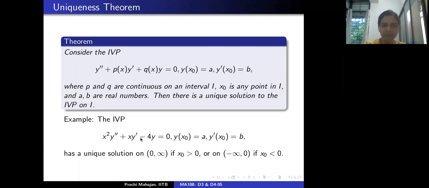One has to be careful here because the hypothesis requires P and Q to be continuous on this interval I. So in this case, P is 1 by x and Q is minus 4 by x squared, right? So you have to be careful at the origin. But the point is, no matter what values A and B take, you are guaranteed that the solution exists uniquely. All right.